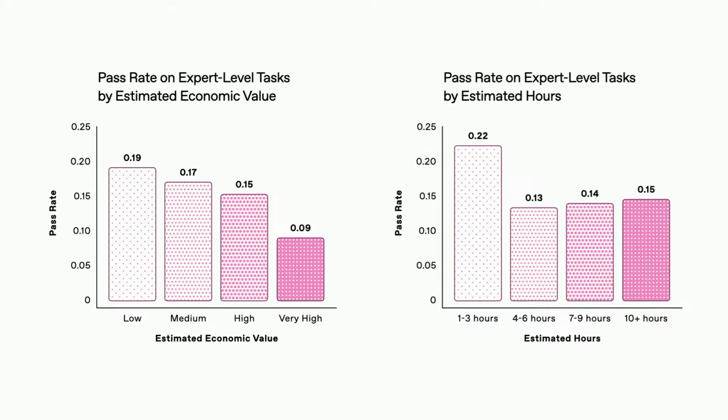And pass rate is the rate at which the model provides a satisfactory answer to an expert-level task as rated by that expert. So what's interesting from these graphs is that pass rate is more correlated with estimated economic value than it is with estimated number of hours to complete the task, which shows us that the things that the model finds difficult aren't necessarily the same things that humans find time consuming.